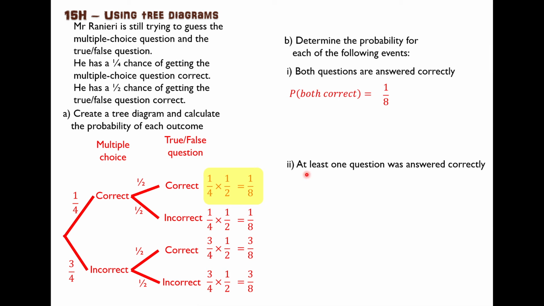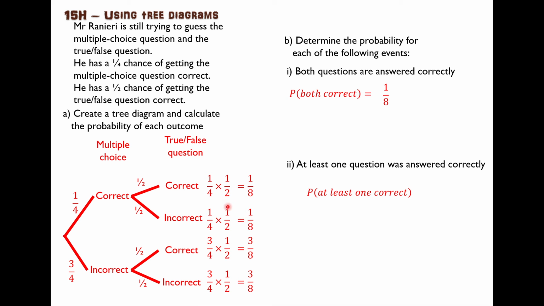What about the chance that Mr. Ranieri answers at least one question correctly? You know, maybe he has to get at least one question right to pass. What's the chance? Well, the probability of at least one question correct is any of these. Let's go through one by one. In this outcome, this one here, he got the first one right and the second one right. Did he get at least one right? Yes, he got both right.